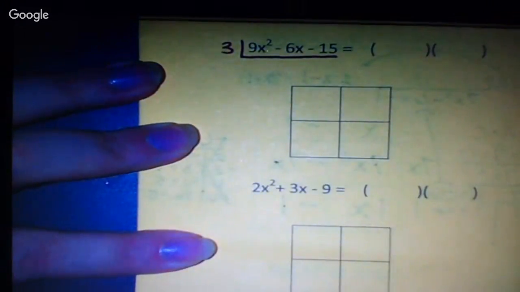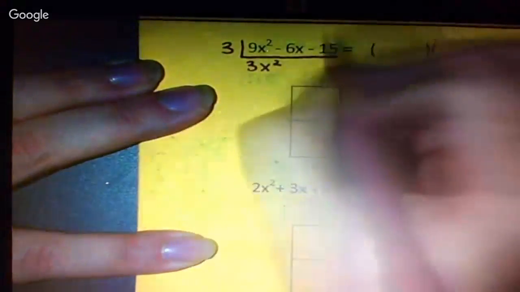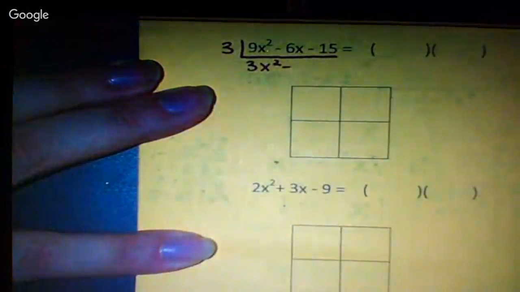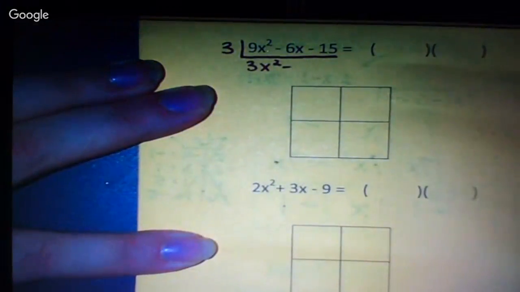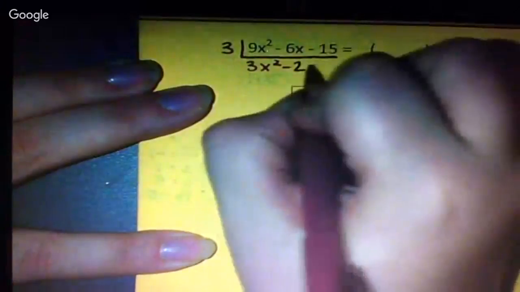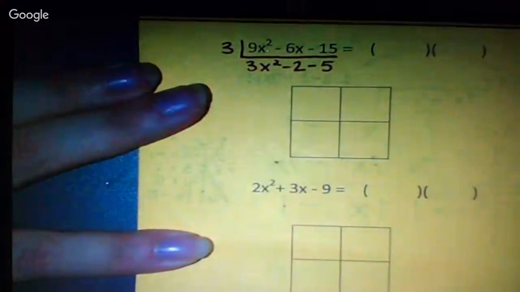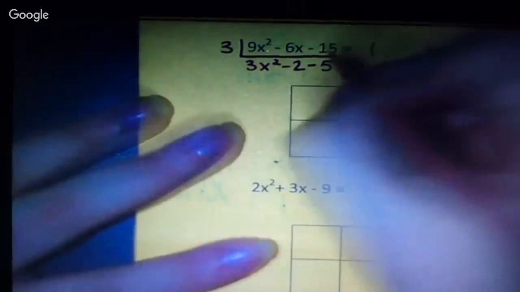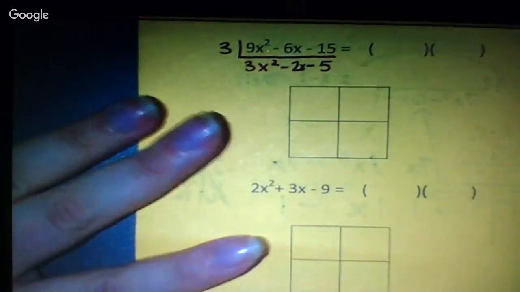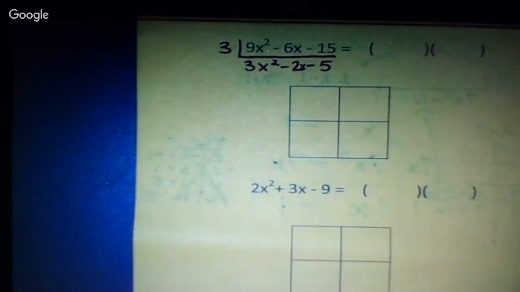Rebecca, what's 9 divided by 3? Okay. Lauren, what's 6 divided by 3? And Shelby, what's 15 divided by 3? 5. Okay. Oh, I forgot the x. Nice call. Okay, 3x squared minus 2x minus 5. Anything else in common? No.